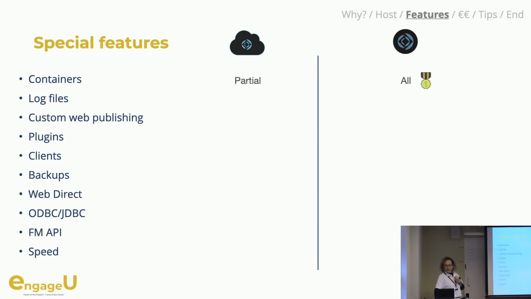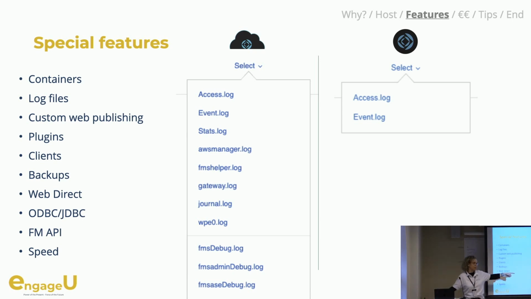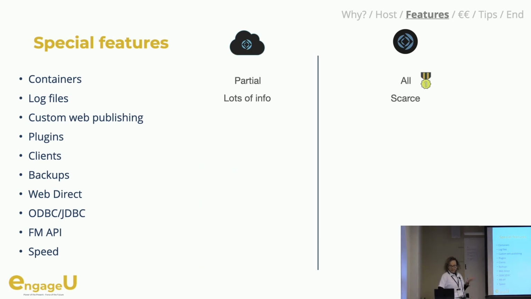Log files. Log files in FileMaker Cloud can be downloaded with tons of information. While in FileMaker Server, you can only have the access log and the event log. Of course, I'm talking only about the admin console. You can have all this information in your operating system if you're able to find it. You can dig in and find it, but if you're not very expert, maybe you won't get access to all this. So in this case, my point goes to FileMaker Cloud.